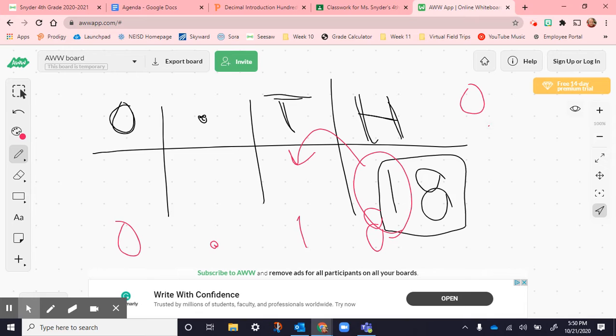So this 0.18, 18 hundredths, is what we get. And that's why it's like it is.